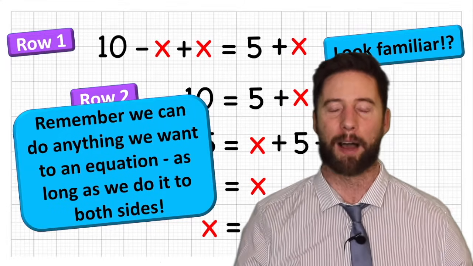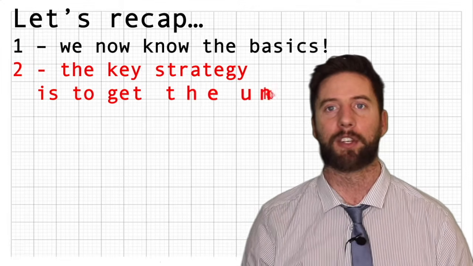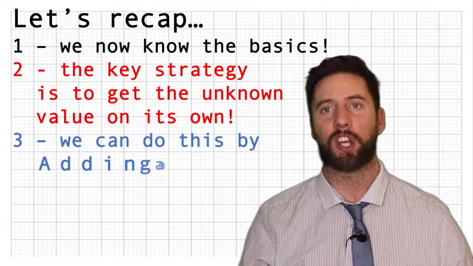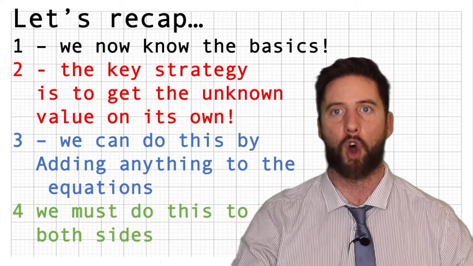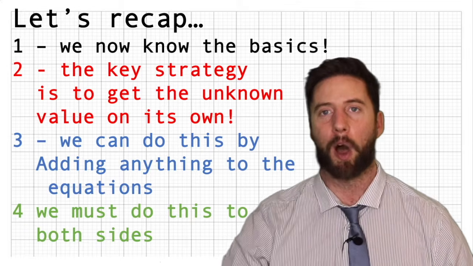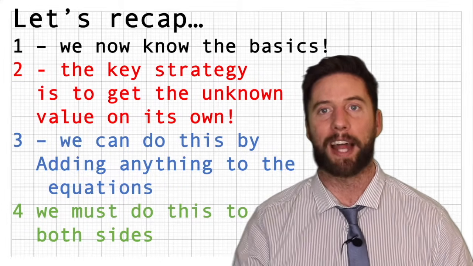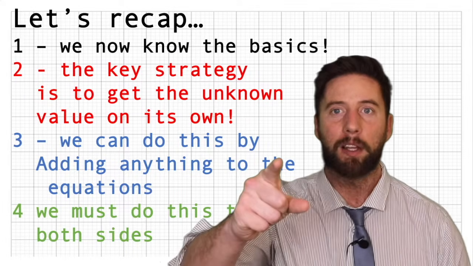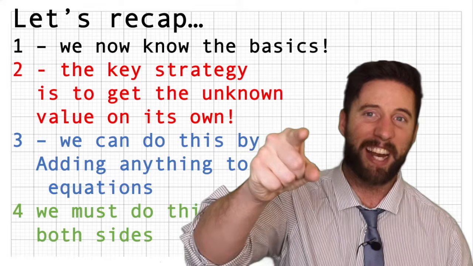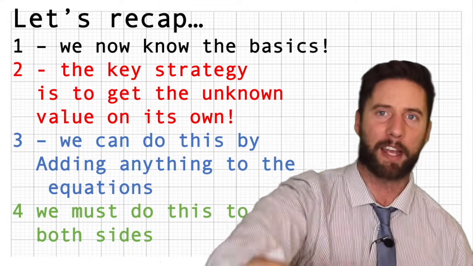Okay, so let's recap. We now know the basics to solving equations that involve addition and subtraction. The key feature, the key strategy is to get the unknown value on its own. And we can do that by manipulating the equation, by adding or subtracting to cancel out any value that might be in there. But remember, the important rule, anything you do to one side, you must do to the other. You must do both sides.